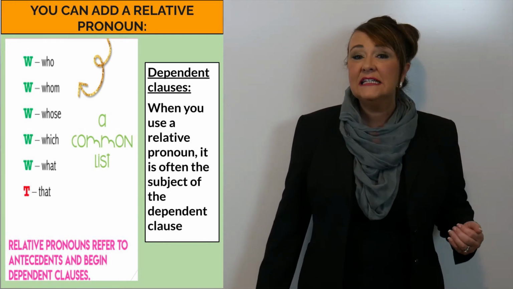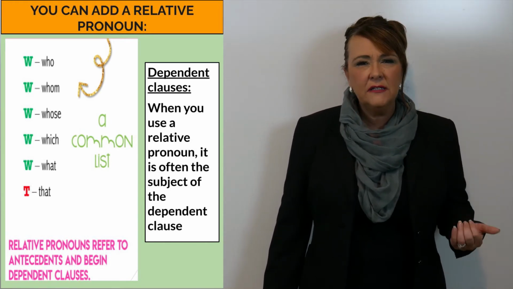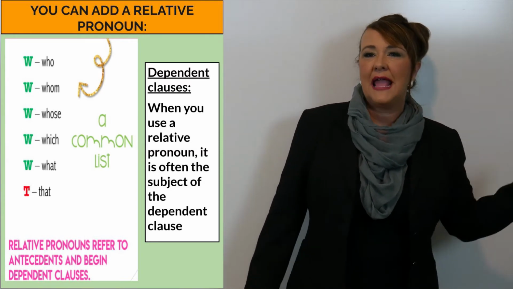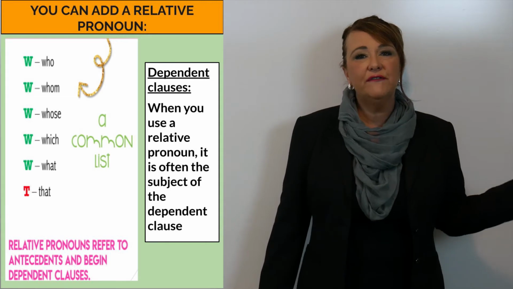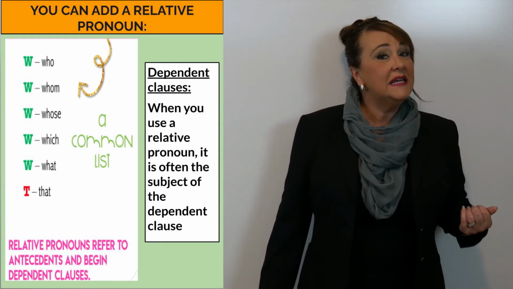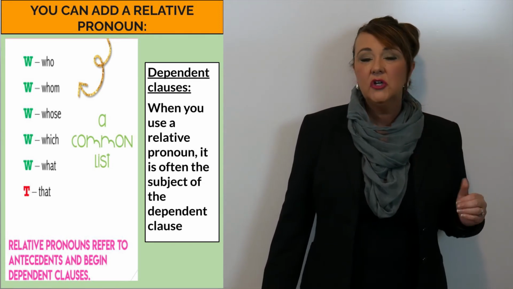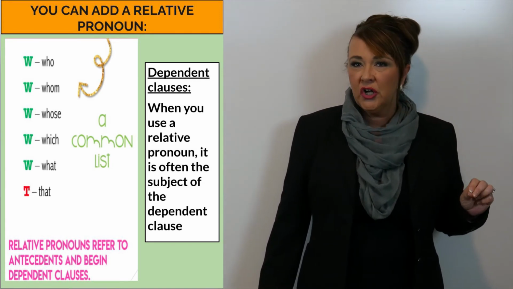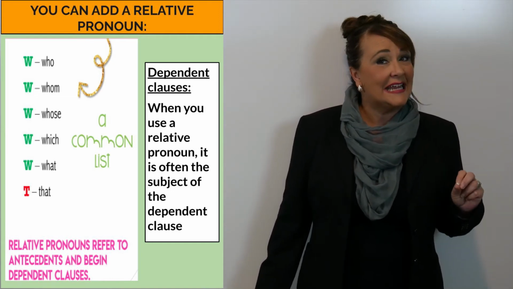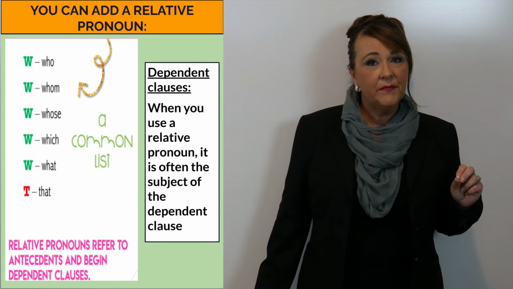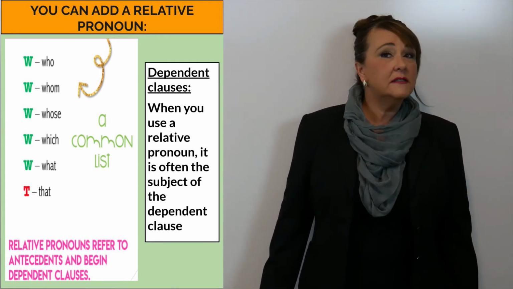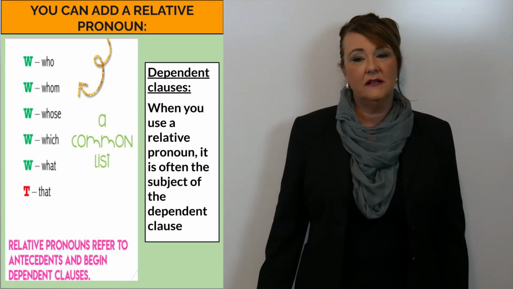Now, an antecedent is a word or a phrase or a clause that often refers to something else, and it's usually following the relative pronoun. It always begins the dependent clause. So just like subordinating conjunctions, relative pronouns always begin dependent clauses. When you use a relative pronoun, it's often the subject of the dependent clause.